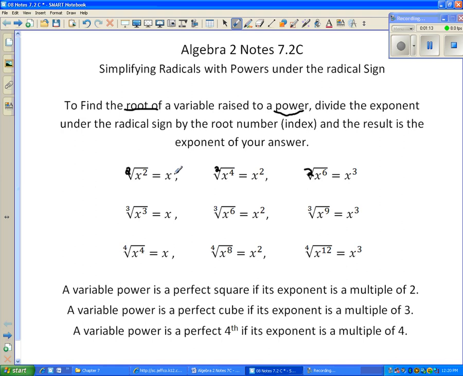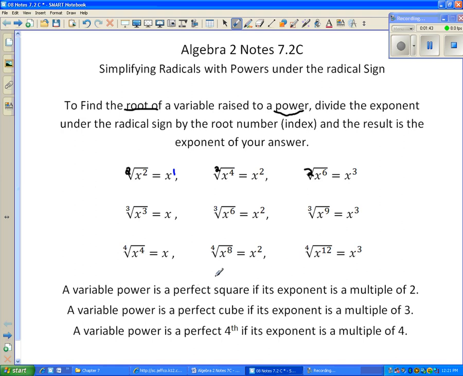so the exponent is 2 divided by 2 is 1. 4 divided by 2 is 2. 6 divided by 2 is 3. 3 divided by 3 is 1. 6 divided by 3 is 2. 9 divided by 3 is 3. That's how I reduce these when I'm using these radicals and exponents. 4 divided by 4 is 1. 8 divided by 4 is 2. 12 divided by 4 is 3. So my new power is the exponent divided by the radical.